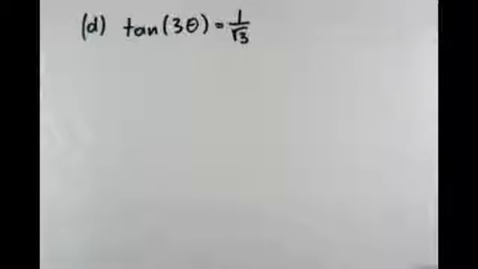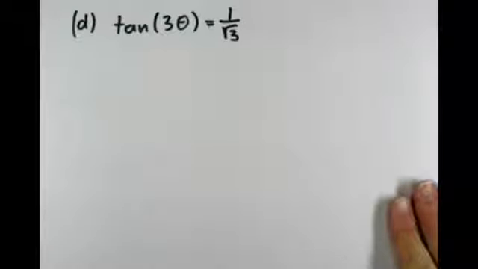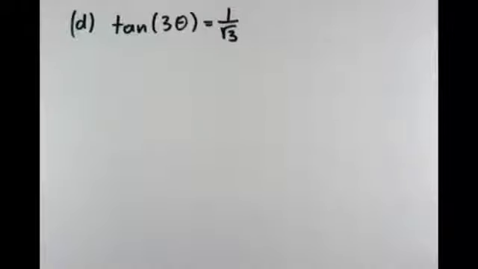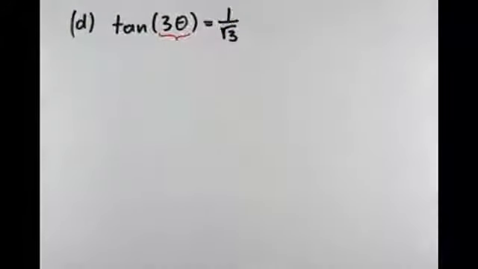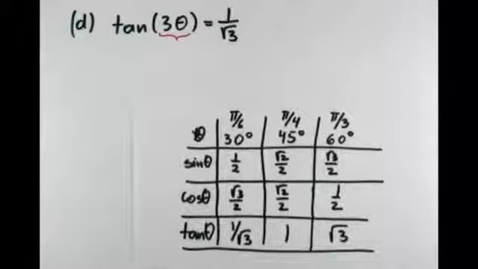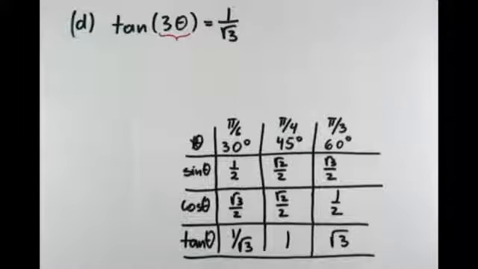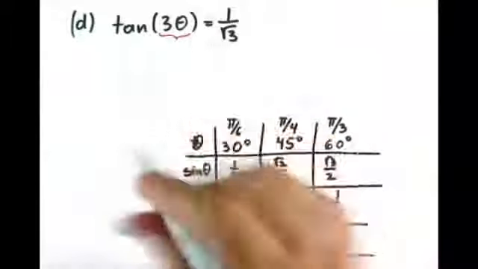More examples. D. Tangent 3 theta is equal to 1 over root 3. This one I would treat as my reference angle, that this would be my 1 theta. Then I have tangent theta is 1 over root 3. Nothing else we can do but look into the chart to find the reference angle. So my reference angle, theta reference, or in that case it would be 3 theta reference.